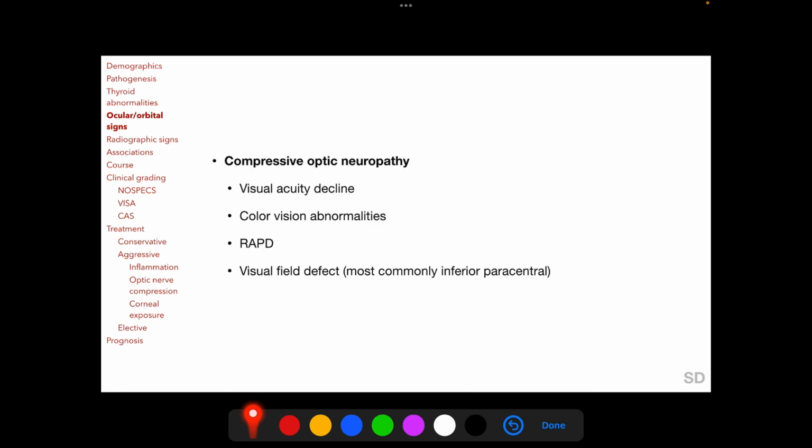TED can cause compressive optic neuropathy due to expansion of the orbital contents, particularly the extraocular muscles in the posterior orbit, and compressive optic neuropathy results in visual acuity decline, color vision abnormalities, relative afferent pupillary defect if asymmetric, and visual field defects. And it is found that inferior paracentral visual field defects are the most common in thyroid eye disease.